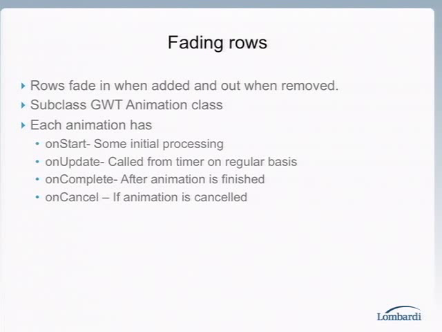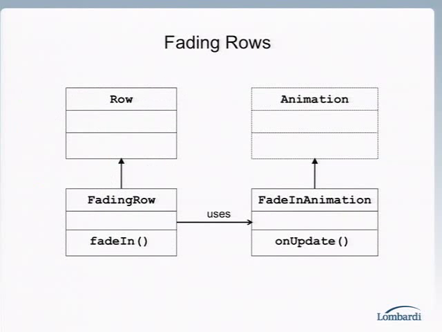To do the fading in and out, I'm going to use the GWT Animation class and create a subclass of that. And I'm going to override the onUpdate method, because that's the only thing I actually need. This is basically what I've got. I had my row class previously. I create a fading row, which is going to use my new FadeIn animation, which is a subclass of Animation.